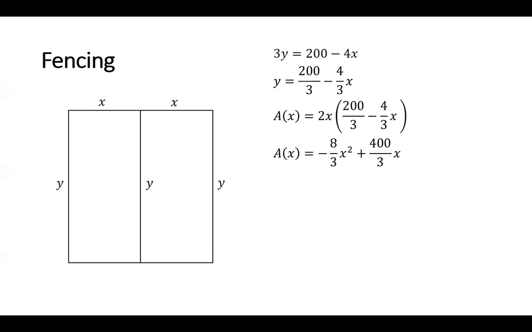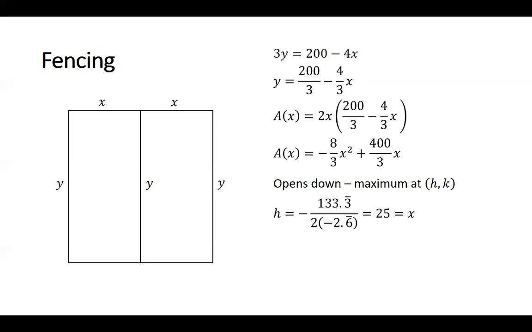Looking at that, we see that the leading coefficient is negative. Therefore, it opens down, giving us a maximum at the vertex (h, k). We can find h by just using negative b over 2a.